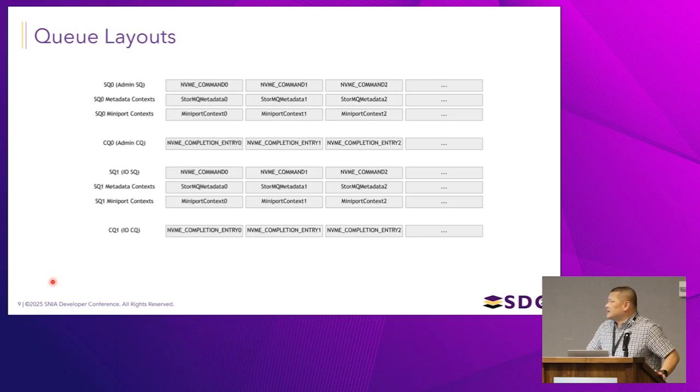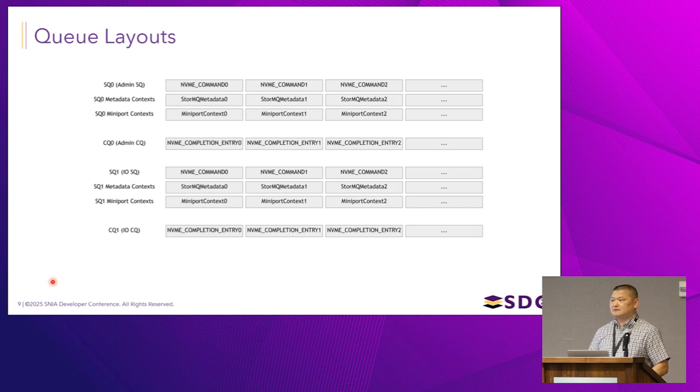On the next slide, I have a picture of what the submission queue and completion queue layout look like within the StoreMQ model. It is very similar to what's defined in the NVMe spec, except we've added some additional context on the submission queue side, associated with each command that the miniport may want. So we built a mechanism to provide those additional contexts.